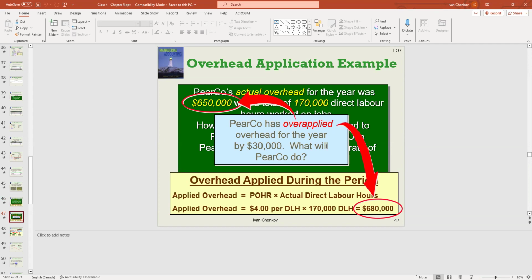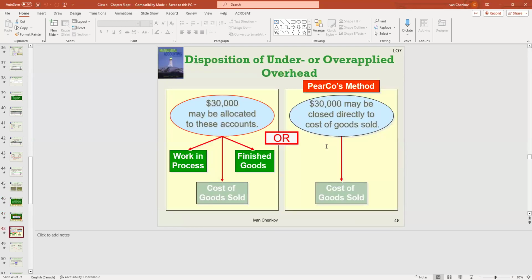Now the question is, the one that we solved on the Excel spreadsheet, what are we going to do with this $30,000? Option one, since we put more cost in the cost of goods sold, which we shouldn't, we're going to go directly to the cost of goods sold and reduce cost of goods sold by $30,000.